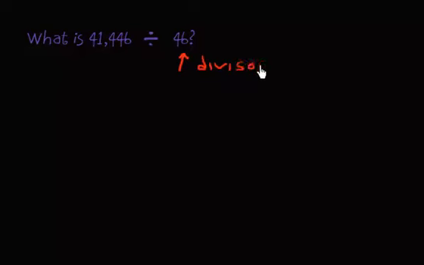Now when we set up our long division, we're going to make this symbol here. On the outside is where we're going to put our divisor. And then on the inside, we're going to put what we're dividing. So the 41,446. Notice that I'm not putting the comma here, just in case we introduce a decimal, which we won't in this problem, but if we do, I don't want to confuse a comma with a decimal.